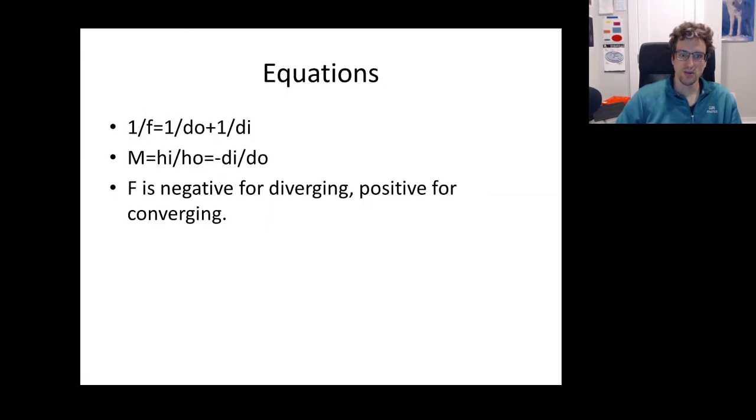Good news is the equations are basically the same. 1 over f is 1 over d_o plus 1 over d_i, and magnification equals h_i over h_o, the height of the image over the height of the object, equals negative d_i over d_o, the distance of the image over the distance of the object. The big thing is that f is negative for diverging and positive for converging. And I should also add, d_i is negative if it's on the same side of the lens as the object, and it's positive if it's on the opposite side of the lens as the object. So that's the reverse of mirrors. For mirrors, same side as the object was positive. For lenses, the opposite side of the object is positive.